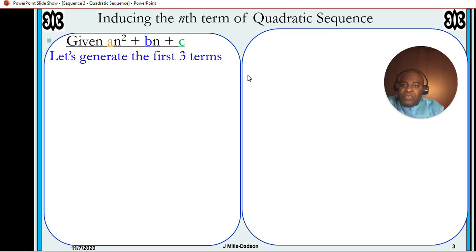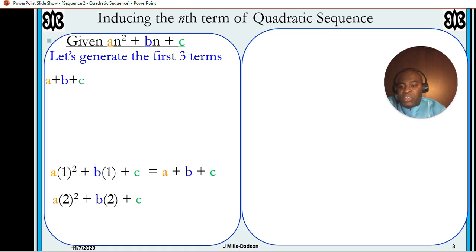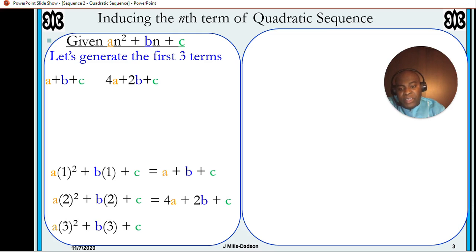So let's see what will happen when I do that. I'm going to generate the first 3 terms, but it's going to be in expression form. Substituting 1 into the formula, our first expression will be a plus b plus c, so that's my first term as an expression. Substituting 2 gives 4a plus 2b plus c, that's my second expressional term. And substituting 3, I'm going to get 9a plus 3b plus c.